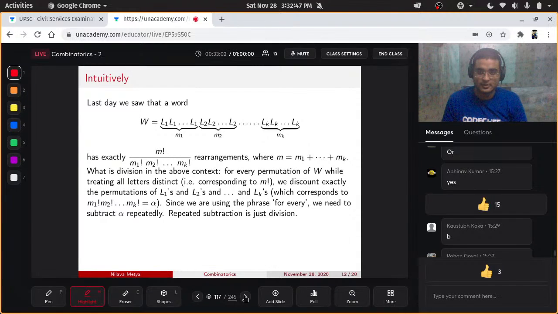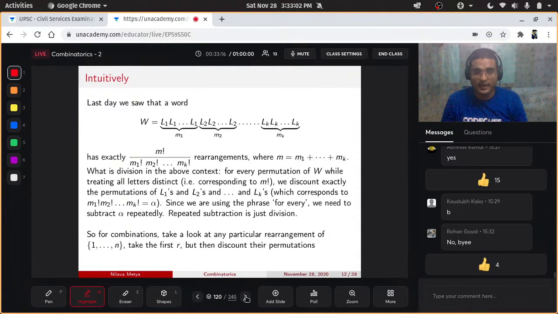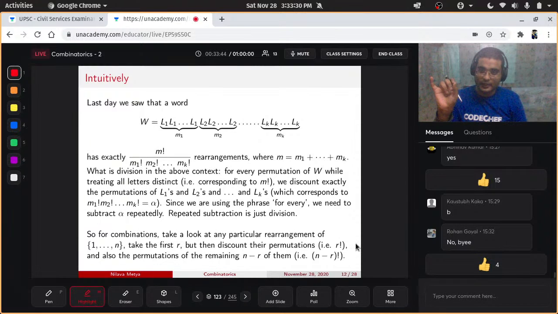So for combinations also, if you have a particular rearrangement out of those n factorial, you take the first r, but then discount the permutations of those r objects. That is, you divide by r factorial. But you have also considered the arrangement of the last n minus r objects, so you discount that, n minus r factorial of them. That is why it is n factorial by r factorial times n minus r factorial. Even in permutations, you have to discount the permutations of the remaining n minus r of them. That is why it is n factorial by n minus r factorial.